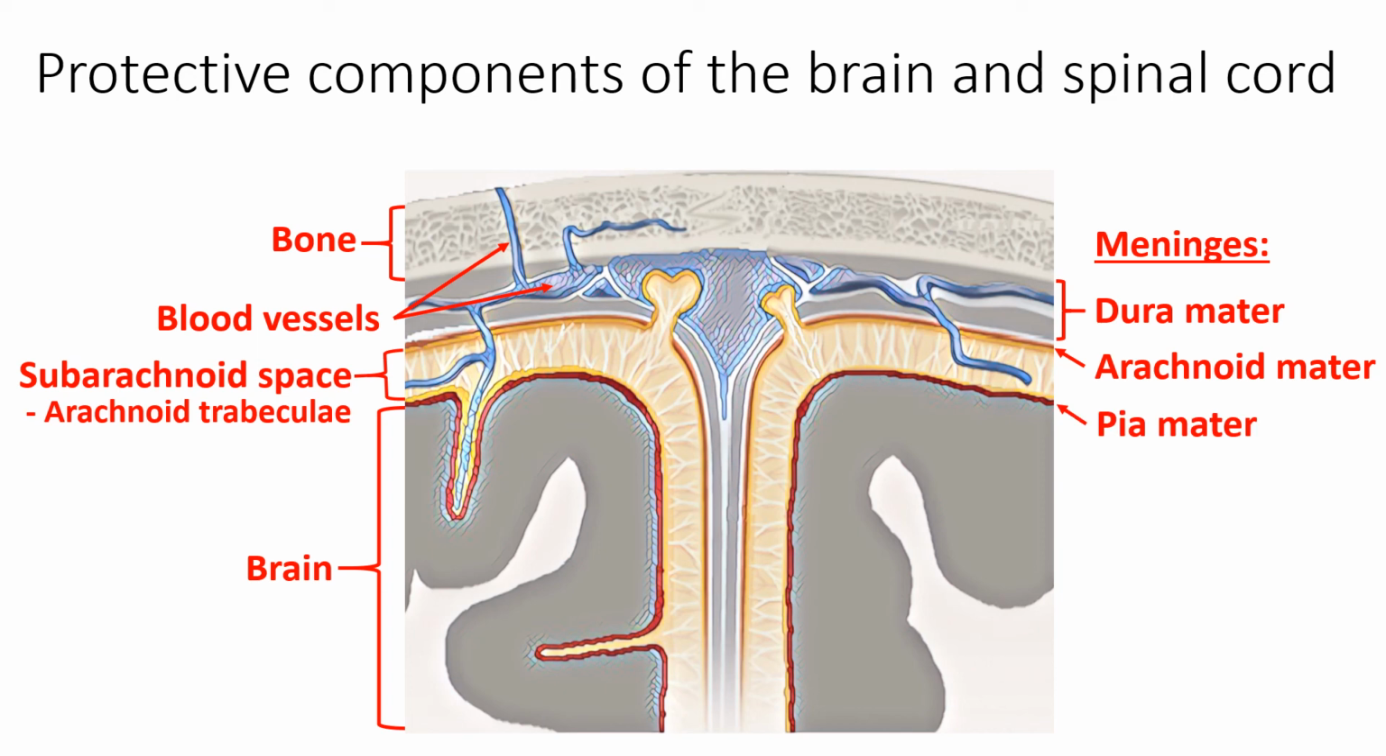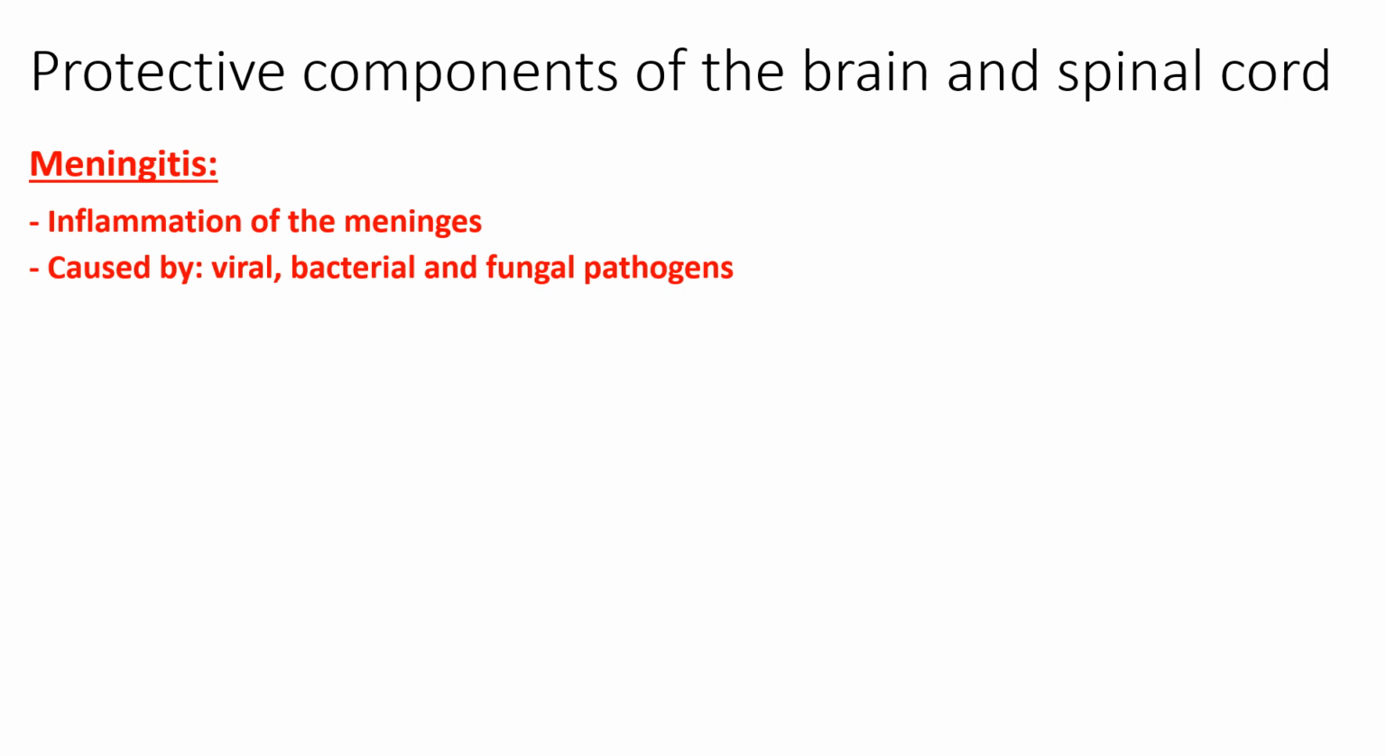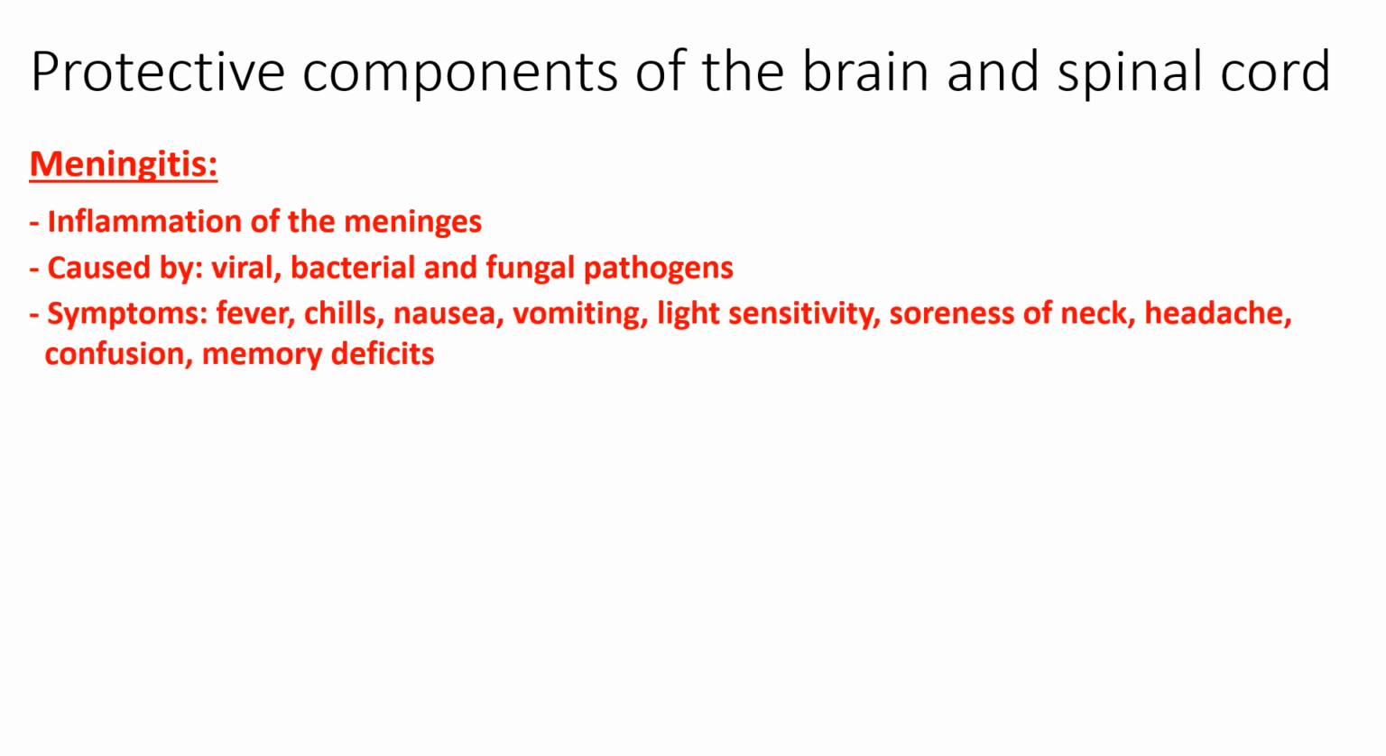Pia mater is the innermost protective membrane directly adjacent to the surface of the brain and spinal cord, composed of thin fibrous membrane. An example of medical condition affecting meninges is called meningitis, which is an inflammation of meninges and can be caused by viral, bacterial, or fungal infection. Symptoms are associated with fever, chills, nausea, vomiting, light sensitivity, soreness of neck or severe headache, and confusion. Hearing loss is a common result of meningitis if not treated.